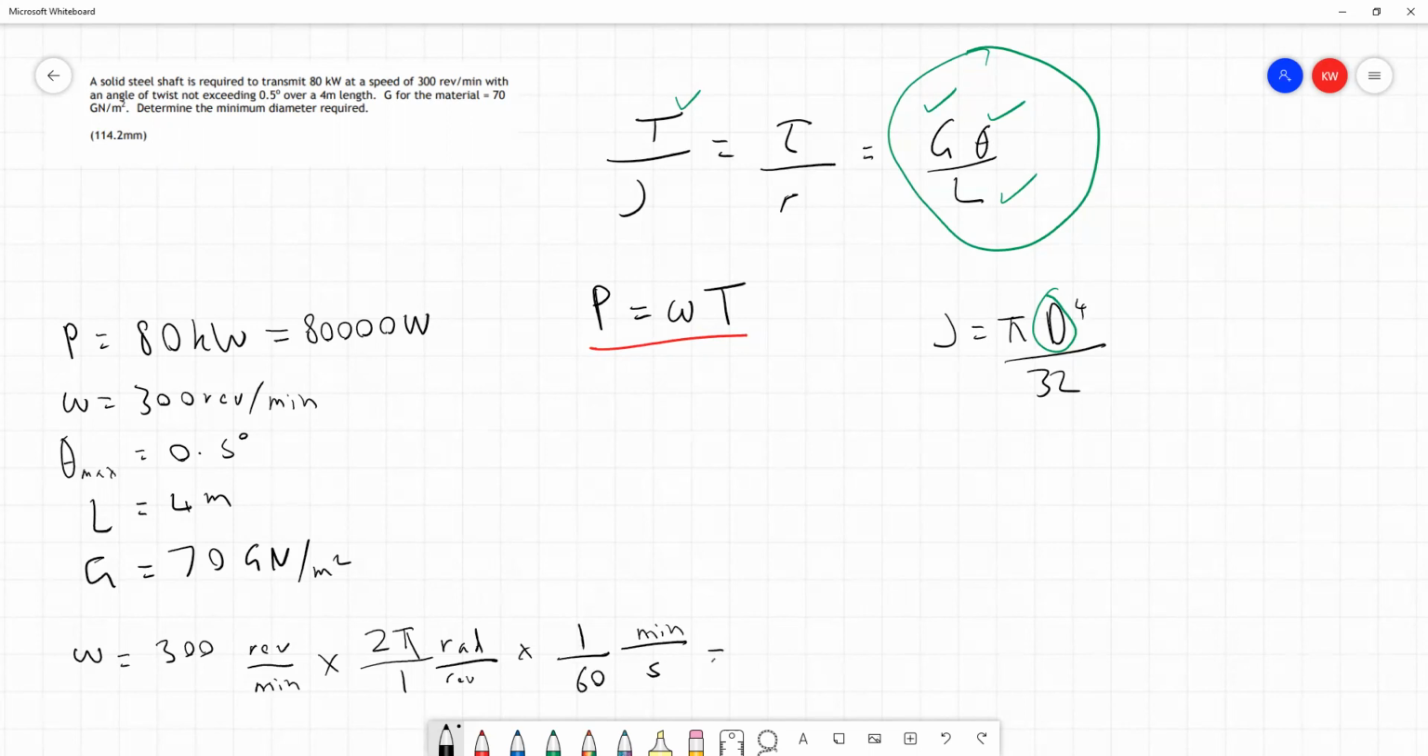So to get our angular velocity converted into radians per second, we're going to multiply by 2 pi, that comes from converting revolutions to radians, and divide by 60, which comes from converting minutes to seconds, as in per minute to per second. If we put that into our calculator, we actually get 31.416 radians per second. So I'll write this up in our list of parameters.